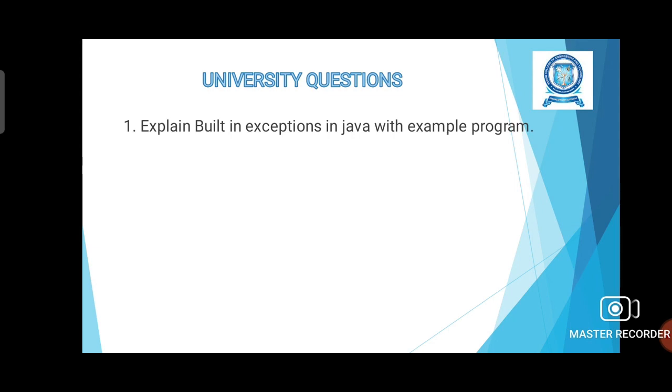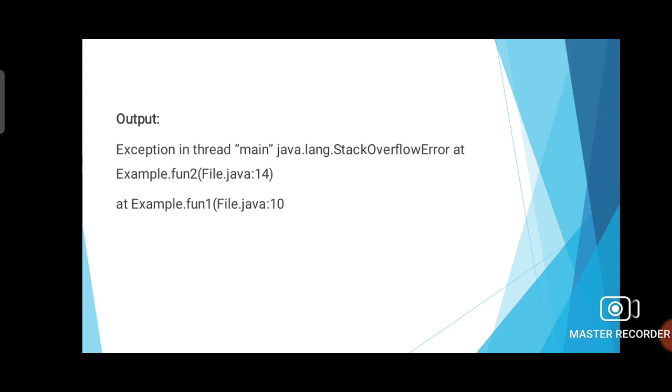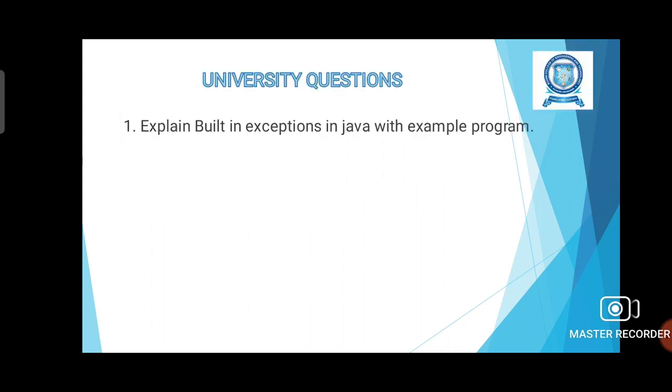So that's all about the different built-in exceptions. Built-in exceptions are present under the Java libraries. So we no need to define the error situations and the handling methods. There are some error situations for which built-in exceptions are defined in the Java library itself. They are called Java built-in exceptions. And the possible university question is: explain built-in exceptions in Java with example program.